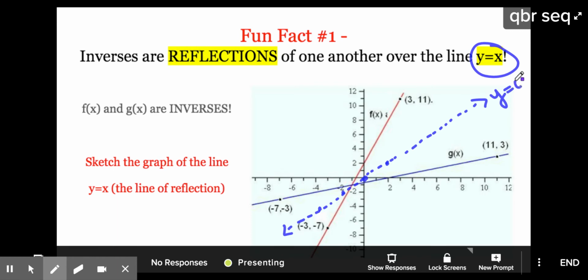So you can see that if I were to fold the paper, pretend this little blue thing is a paper, and I folded it, this red line, so this part up here, would lay right on top of this navy blue line, right? So that is a reflection over the line y equals x. That is fun fact number 1 when we're looking at inverses graphically. So take a close look at this. You might need to come back in a moment.